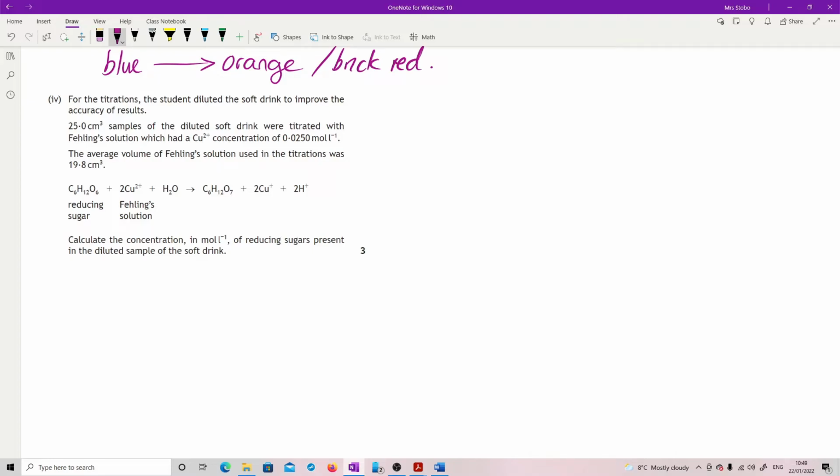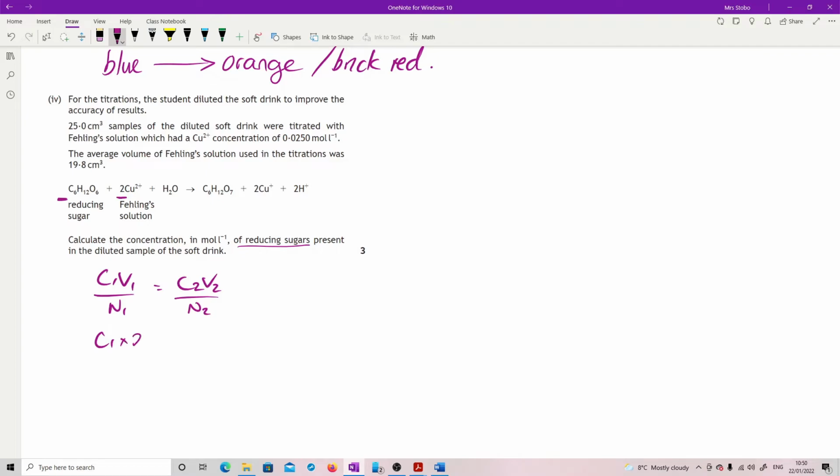The shortcut method would be to use C1V1 over n1 equals C2V2 over n2. Remember, the n1 and n2 are the moles in the equation. So in this case, we've got 1 to 2. This is not the moles that you get in terms of the moles that are there. We are trying to calculate the concentration of the sugars, so we're going to make that C1.